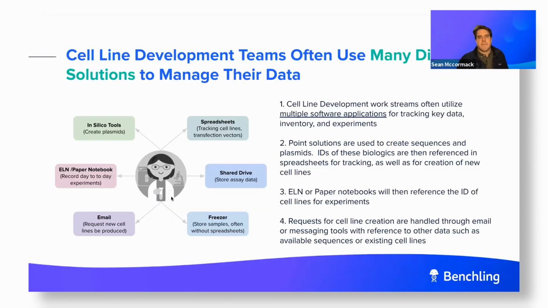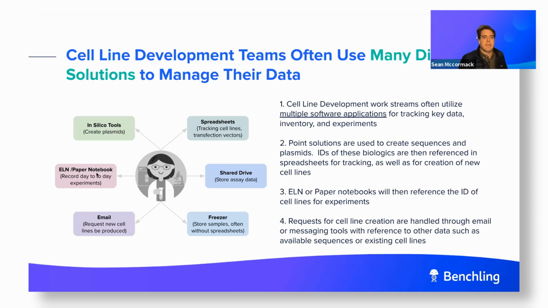So when we encounter new cell line development teams that are looking to use Benchling, we often find teams that are using many disparate solutions to manage their data. This could mean using in silico tools to create plasmids, create primers, and design primers, as well as other sequences. Perhaps those teams are using spreadsheets to track cell lines, to track transfection vectors, among other things.